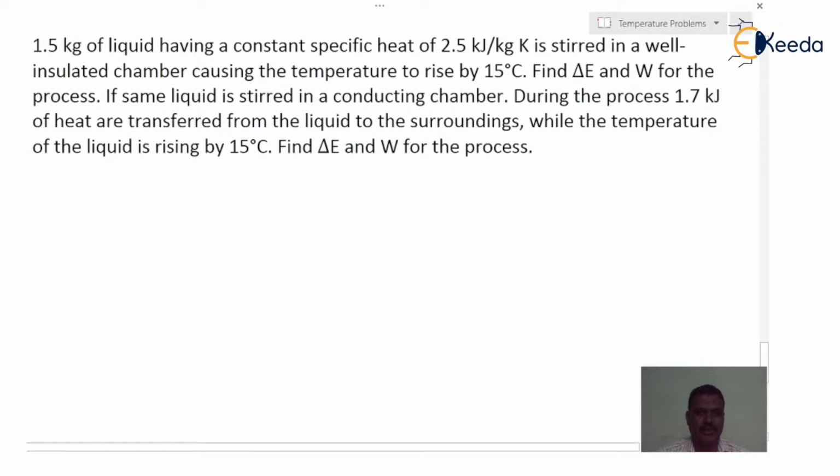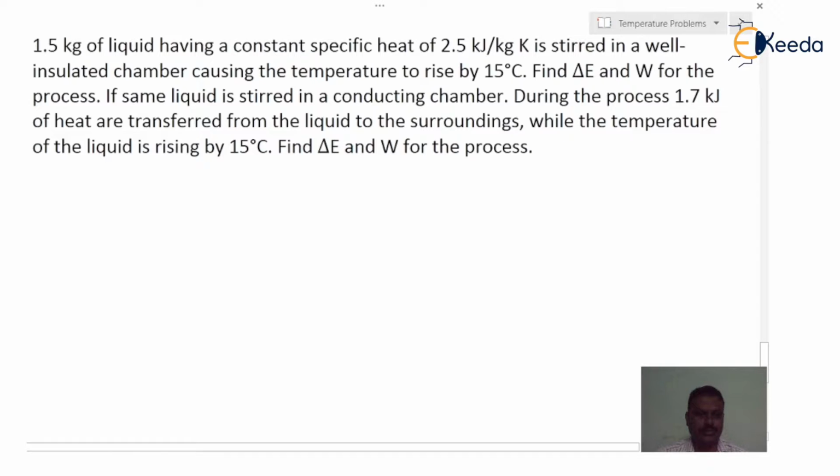If the same liquid is stirred in a conducting chamber, during the process 1.7 kilojoules of heat are transferred from the liquid to the surroundings, while the temperature of the liquid is rising by 15 degrees Celsius. Find delta E and W for the process.